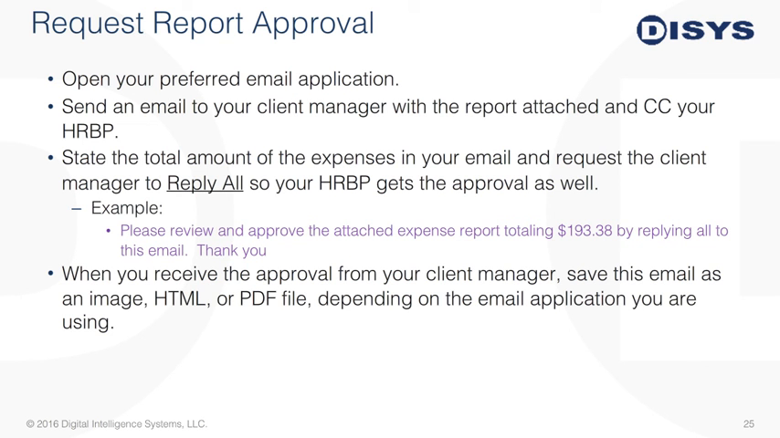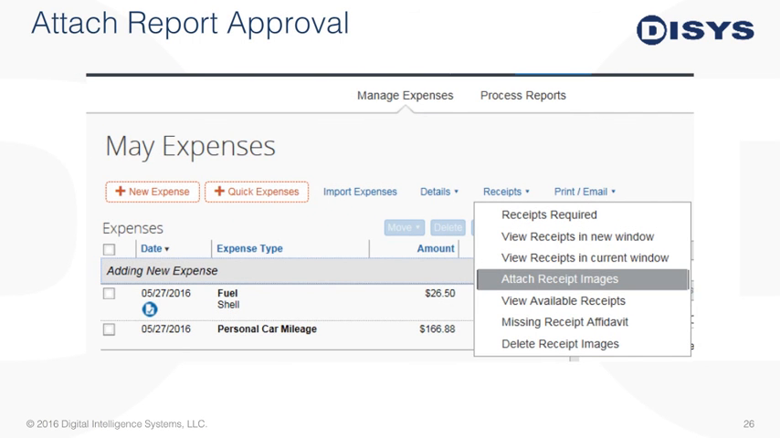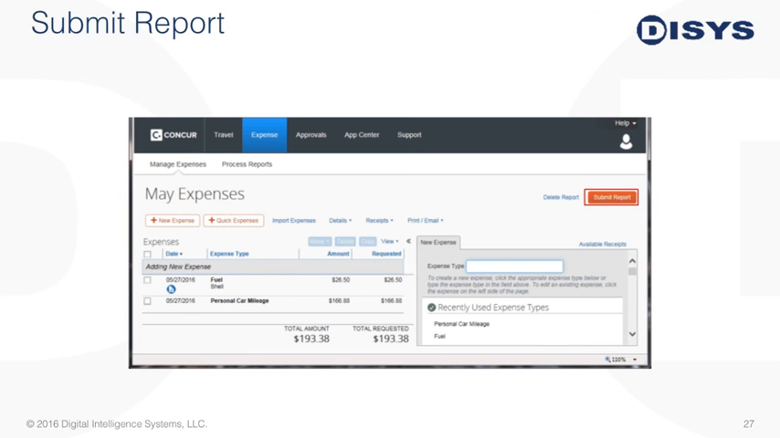Click Submit Report. To attach the client approval email to your report, go to Manage Expenses screen. If you have multiple reports, select the correct one. Make sure none of your expenses are selected by clearing all the checkboxes. Click Receipts and from the drop-down list, select Attach Receipt Image. Select the saved client approval email and upload it to the report. Your report can now be submitted.